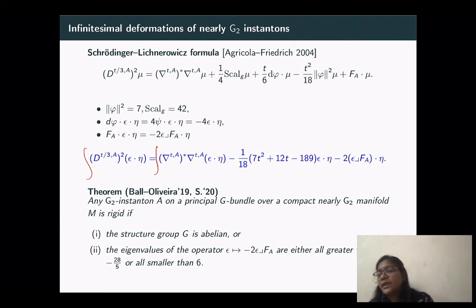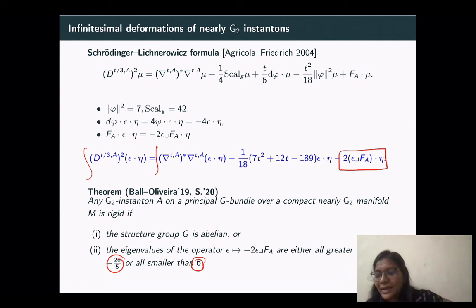And similarly we can also have some bounds on the eigenvalues of this operator. Gonzalo and Gavin showed that if the eigenvalues are smaller than 6, then the instanton must be rigid, and I showed in my work that if the eigenvalues are greater than -28/5, then the instantons must be rigid. So if all the eigenvalues are greater than -28/5, or if all the eigenvalues are smaller than 6, then one can say that the instanton is rigid.